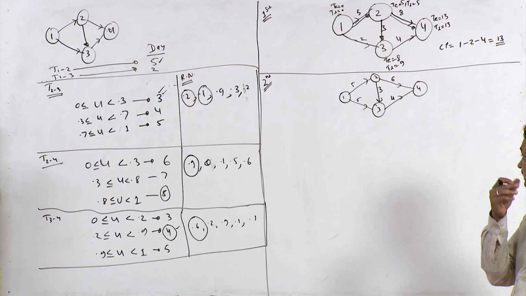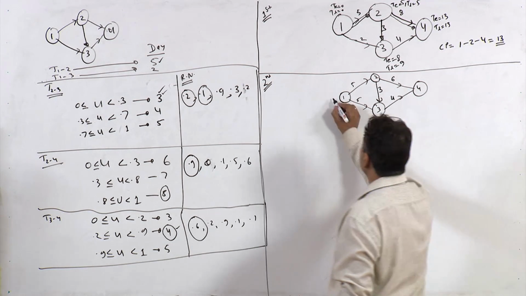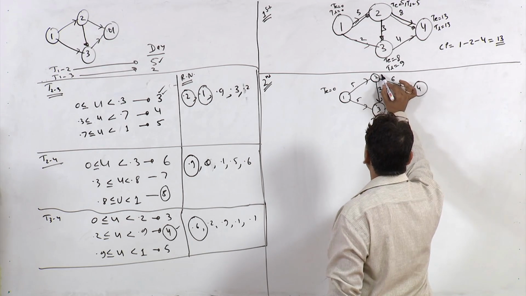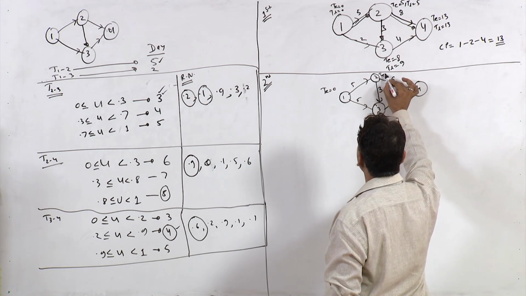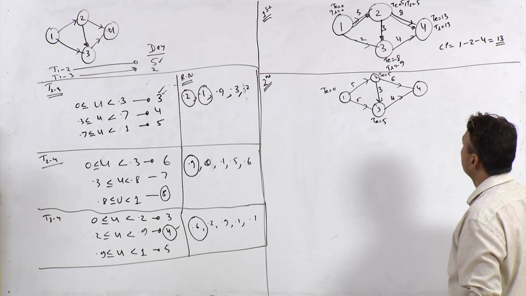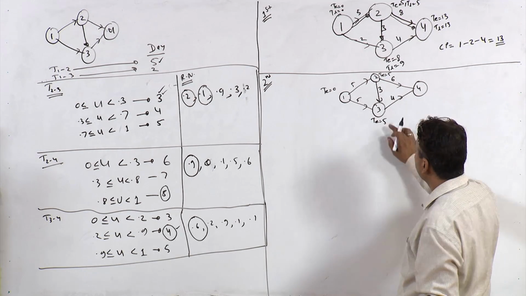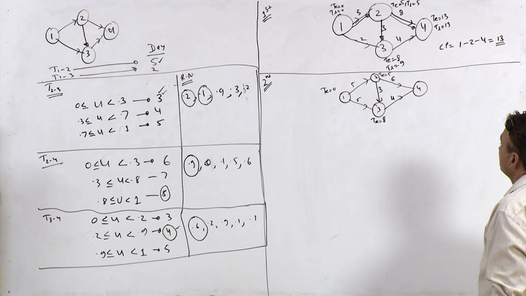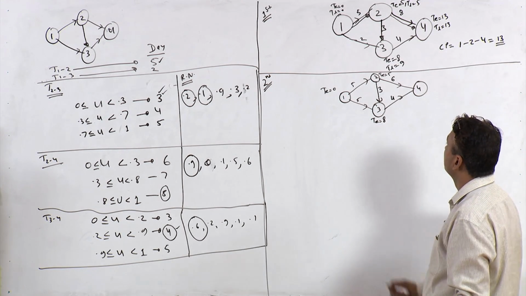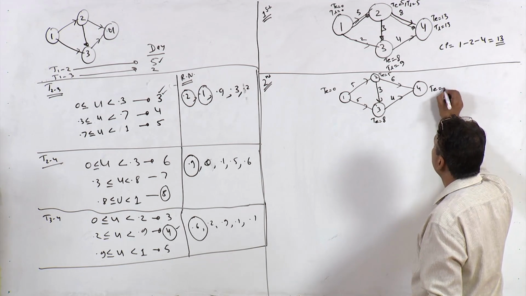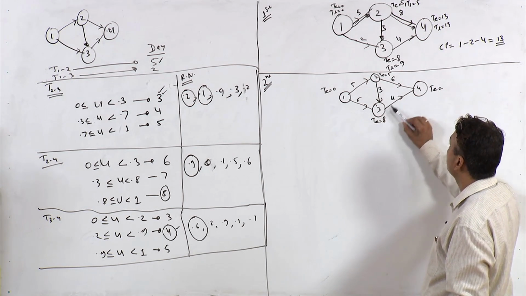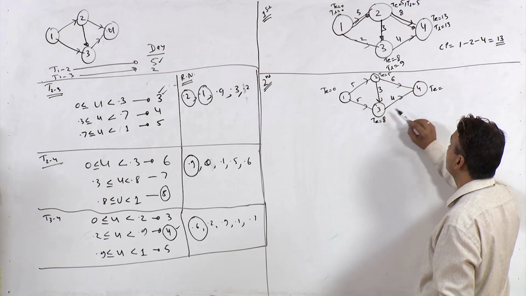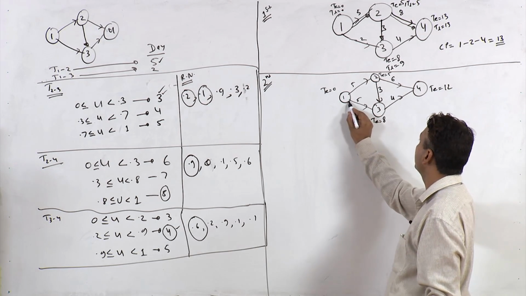Let us find the critical path. TE at this point is 0, TE at this point is 5, TE at this point is 5. From this side it is 8. Now, TE at this point is what? This 8 plus 4 is 12, and 5 plus 6 is 11, so this is 12. So this is the critical path.